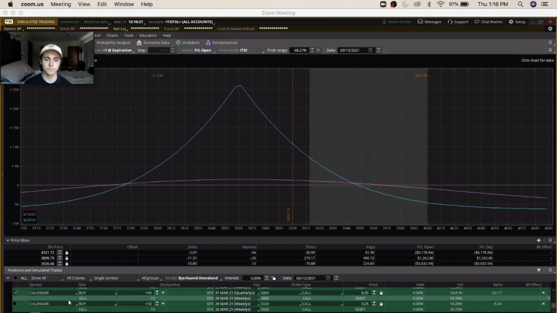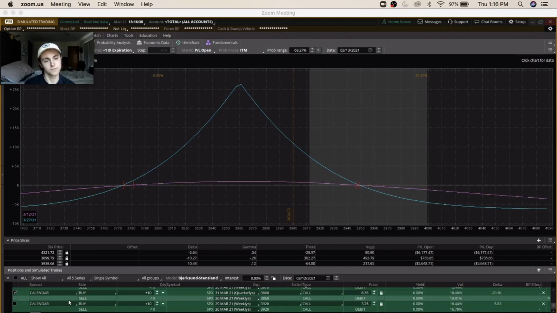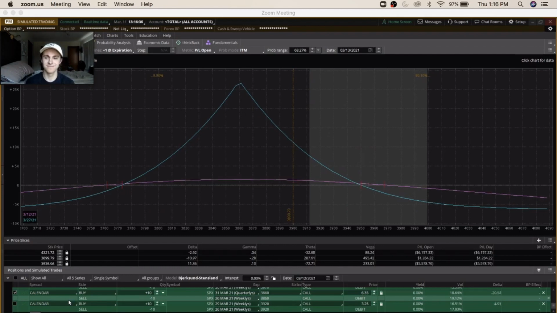Our last one in the room was a quad calendar we did two weeks ago, which expired last week Friday. That was an absolute bastard of a trade. We put it on, and then the market ripped down 200 points. We had to defend the opposite end, and then it ripped back up 200 points. It was just all over the map.